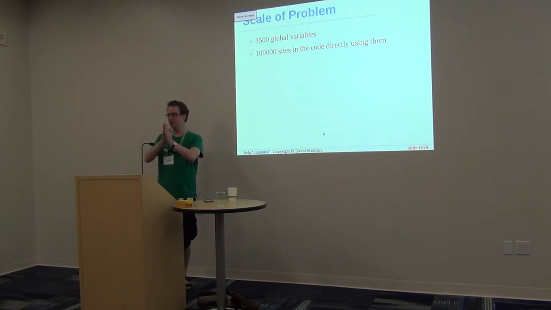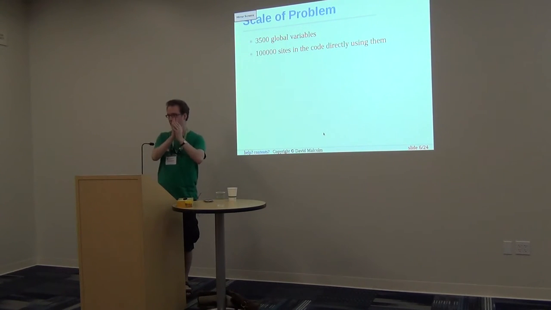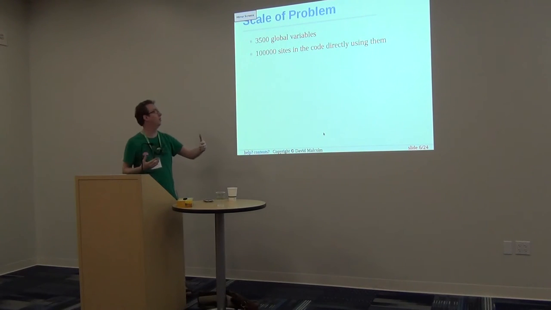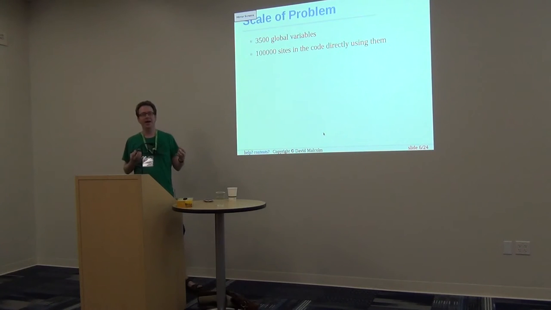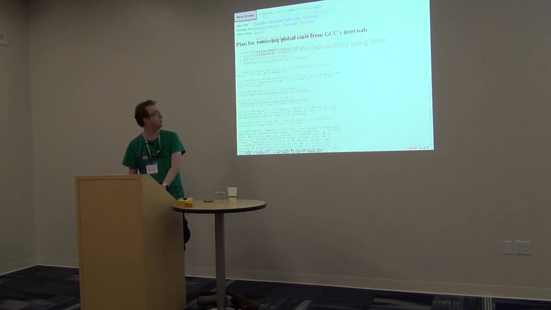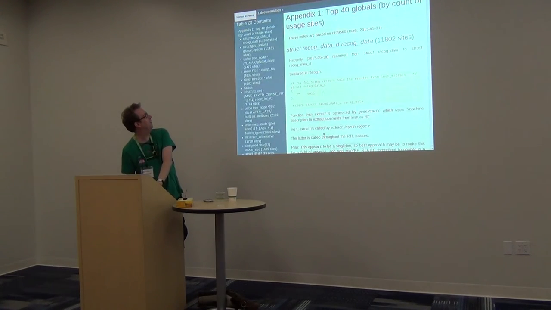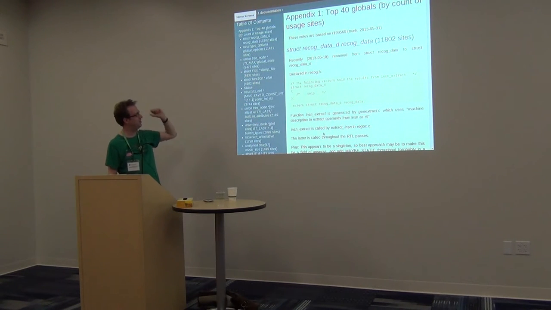So you basically do a stage one compile with this additional pass injected via a plugin that records globals, and there are 3,500 global variables across the whole of GCC, including all the support directories. Unique global variables? Yes. And they're used in 100,000 sites. And I actually have in my document the top 40 by usage count, with ideas of how you might fix them.